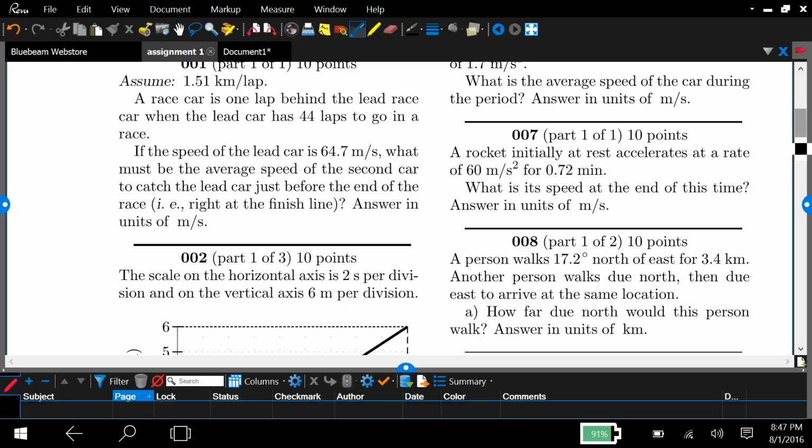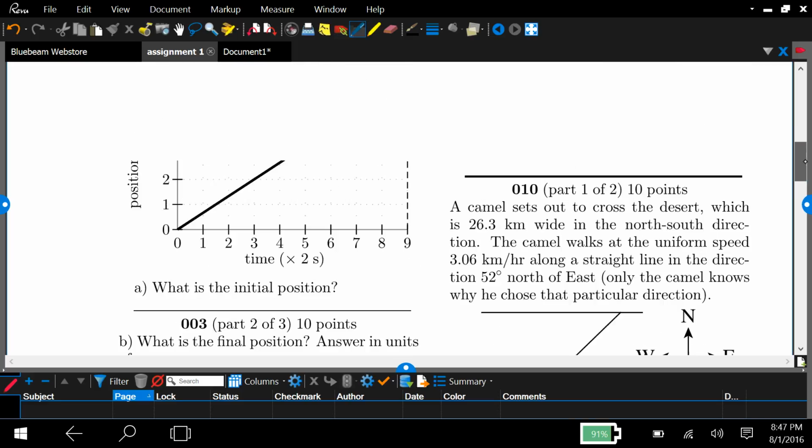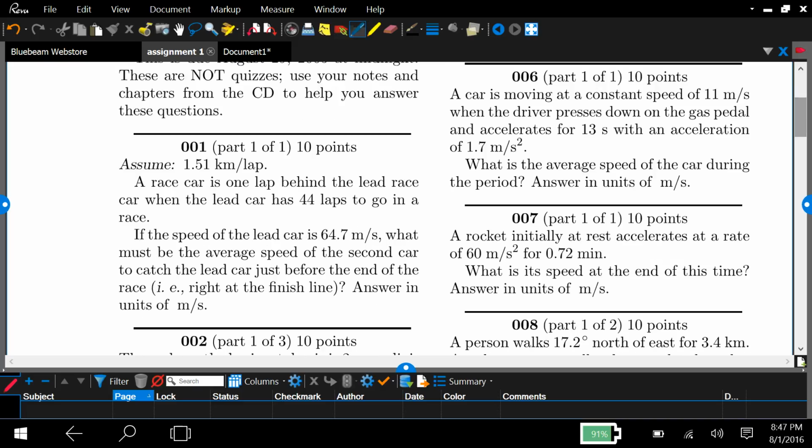The first couple of problems are kind of straightforward. They work with average velocity, which was the last formula we introduced, as well as whether you can read a graph. I'm going to leave those to you. I'm going to jump in at number 6.